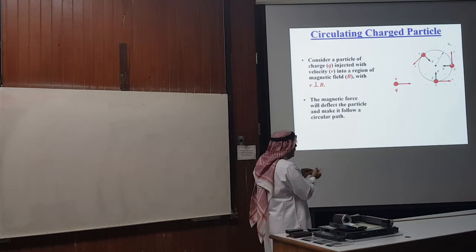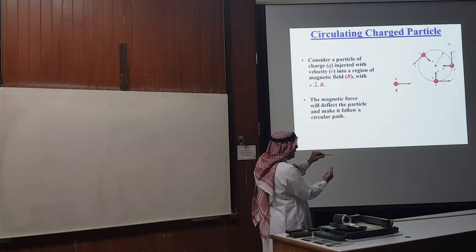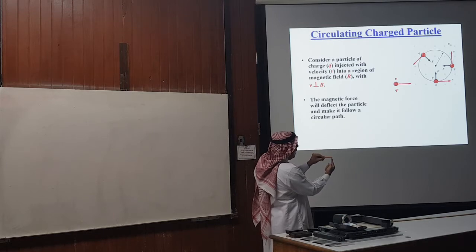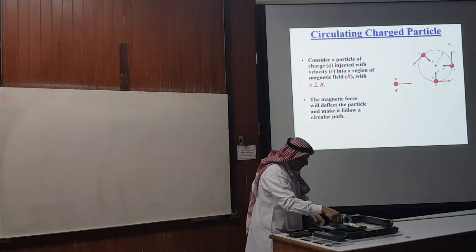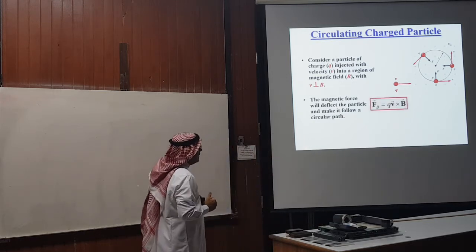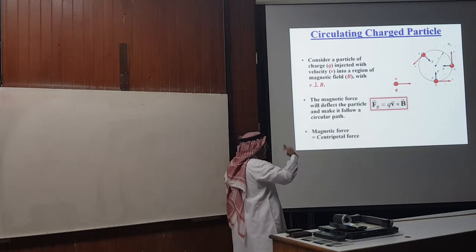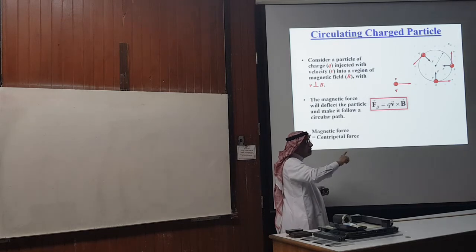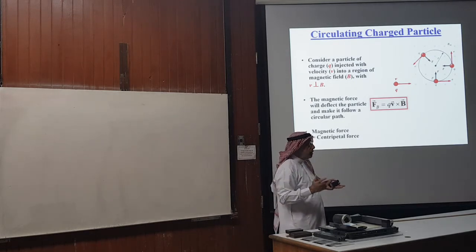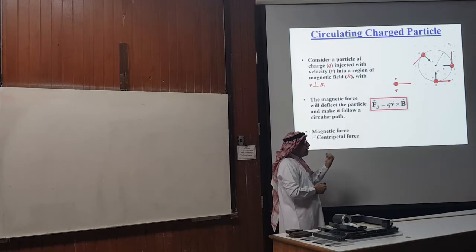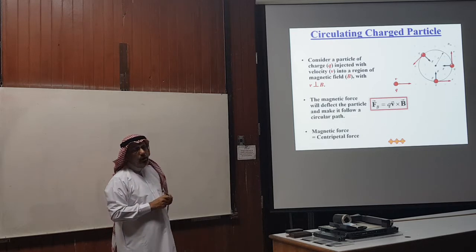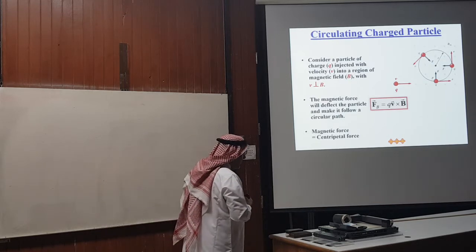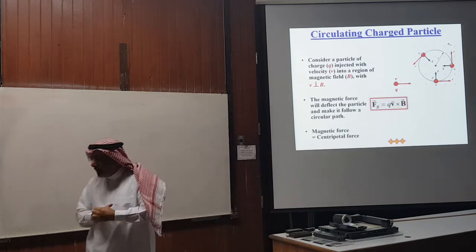So we have the particle initially going along a straight line. Once it gets into the field, there will be an upward force pushing it up that will bend it and make it follow a circular path. And that is the magnetic force. In this case, since the particle is moving in a circular path with constant speed, because the magnetic force does not change the magnitude of the velocity, then it will move in uniform circular motion with the magnetic force acting as the centripetal force. And what we want now is, from this simple equality that we have here, we want to derive the properties of this kind of motion. So let us do that.